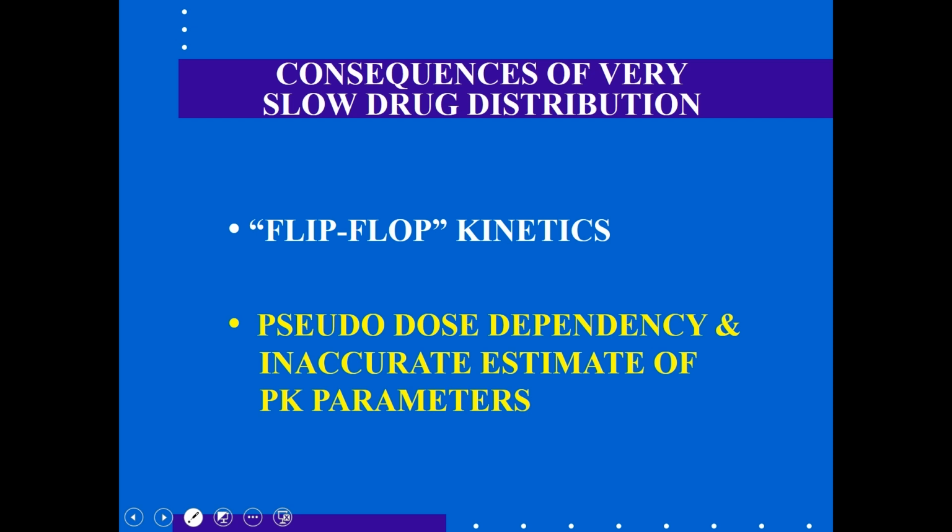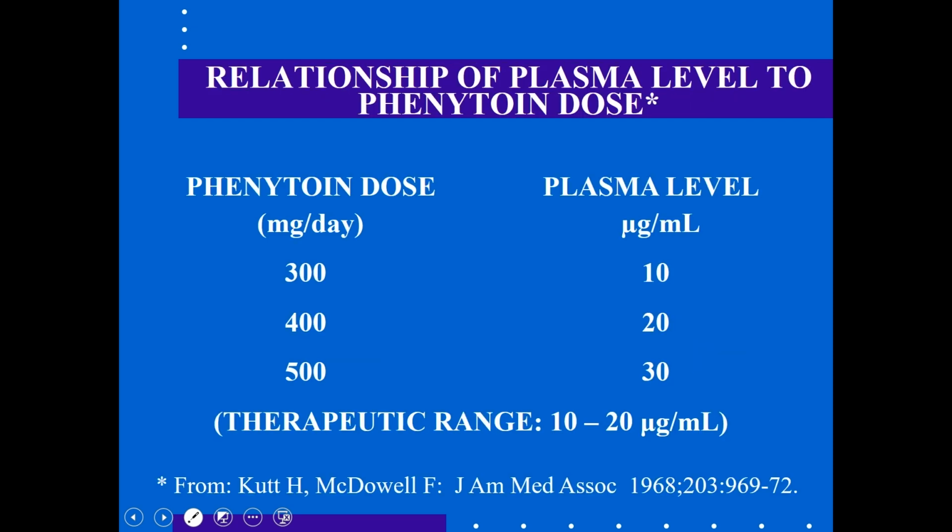I'll finally talk about something that I'll call pseudo-dose dependency, and something that causes the inaccurate estimate of pharmacokinetic parameters. One of the most toxic non-cancer drugs that we use is Dilantin or phenytoin, and you can see here that the plasma levels increase much more rapidly than the dose is increased. And so this does not satisfy a criteria that we call dose proportionality.